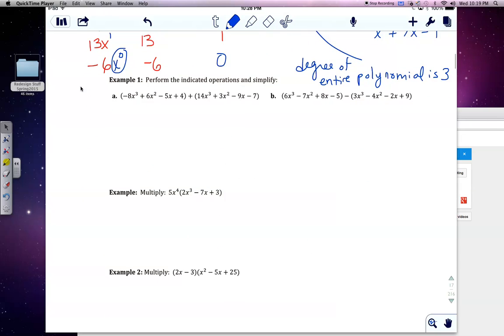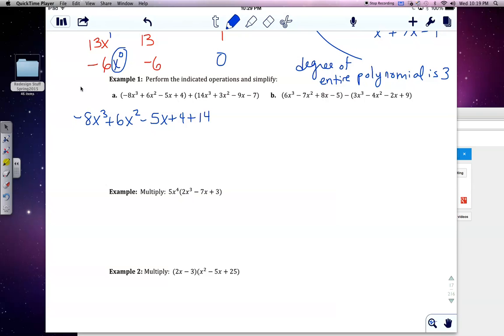Okay, now we're going to look at how we do operations on polynomials. We're going to look at how to add them, subtract, multiply, and divide. And in example 1, we're going to add these two polynomials. You can really just go ahead and drop those parentheses because you're just adding all the terms. So I really just have negative 8x to the third plus 6x squared minus 5x plus 4 plus 14x cubed plus 3x squared minus 9x minus 7.